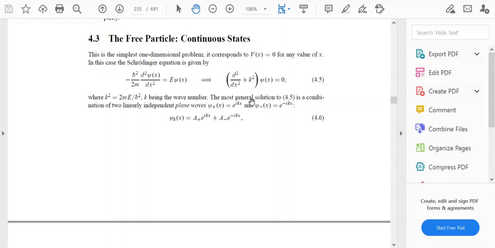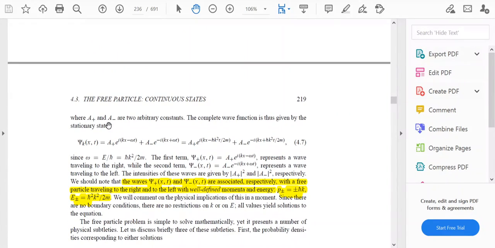Now the most general solution to this equation, that is equation 4.5, is a combination of two linearly independent plane waves. That is, we can write psi plus x is equal to e to the power ikx and psi minus x is equal to e to the power minus ikx. So the full solution will be psi k is equal to A plus e to the power ikx plus A minus e to the power minus ikx. So this is the full solution for equation 4.5, where A plus and A minus are two arbitrary constants.